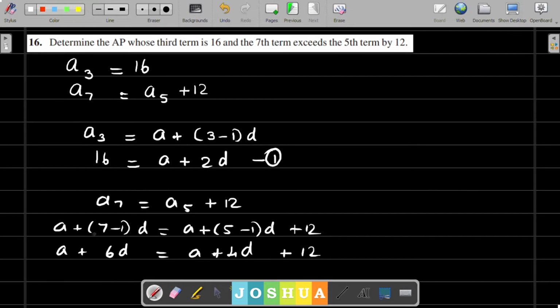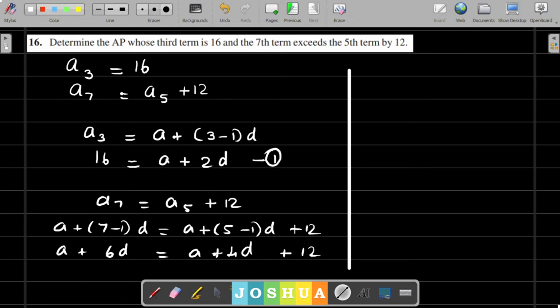Once you become master in this one, the previous step what I have written here, A plus (7 minus 1) D, that is not necessary. The moment you read A7, you can write A plus 6D directly. So it depends upon your understanding level. Otherwise, you can follow the steps what I am doing here. Okay. So now we have A plus 6D equal to A plus 4D plus 12.